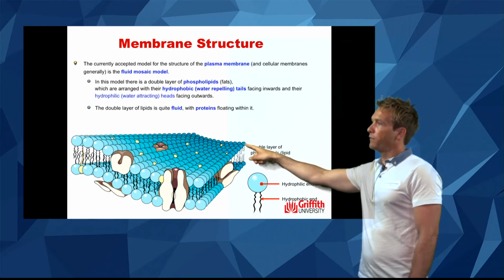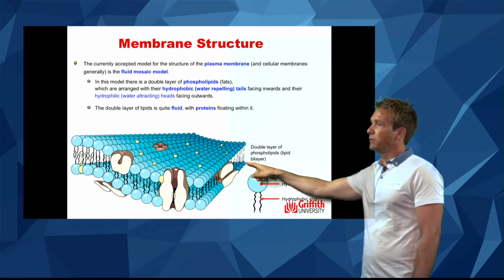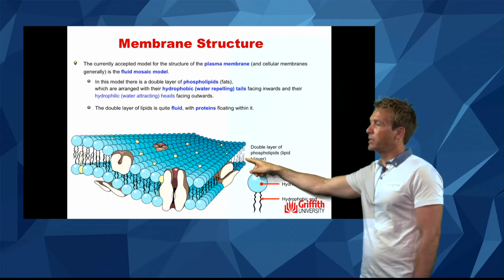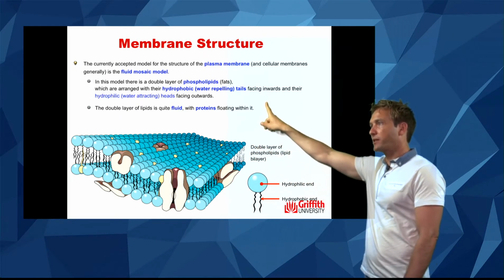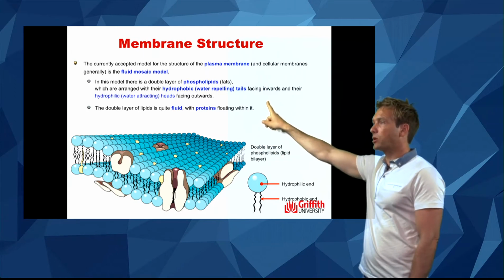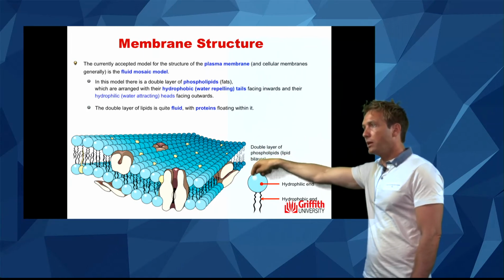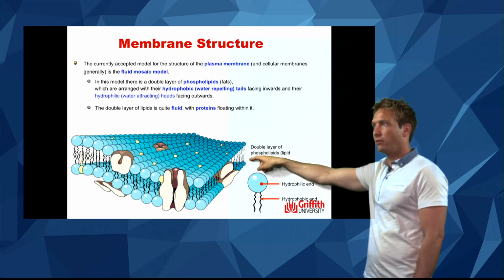The reason it's called a bilayer is because you can see there's the phosphate head and the lipid tail, and then there's the phosphate head and there's the lipid tail. So the lipid tails face each other, and then the phosphate heads face outwards, outside the cell, or inwards into the cell, but not each other, if that makes sense.